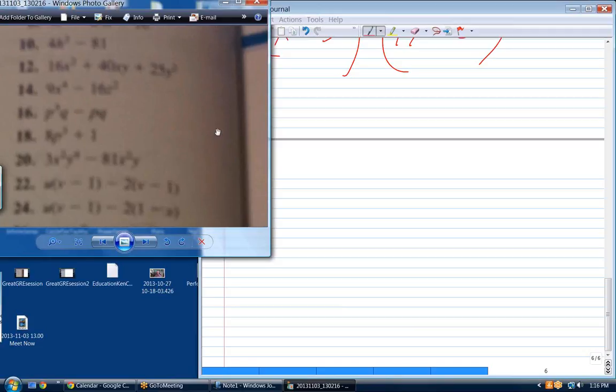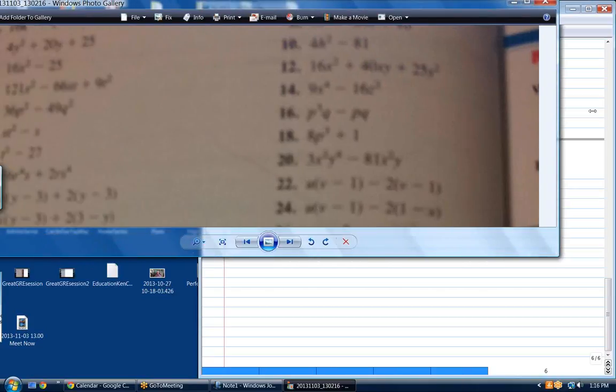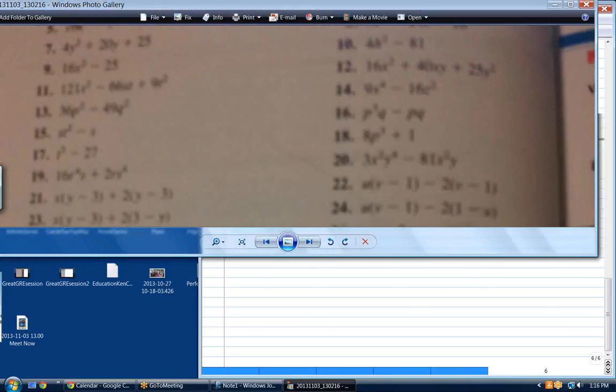Well, I can 4k squared minus 81. I don't need to write these out anymore. Just answer that. Which one? 10. 4h squared. 2h. 2h minus 9 squared. Not squared.